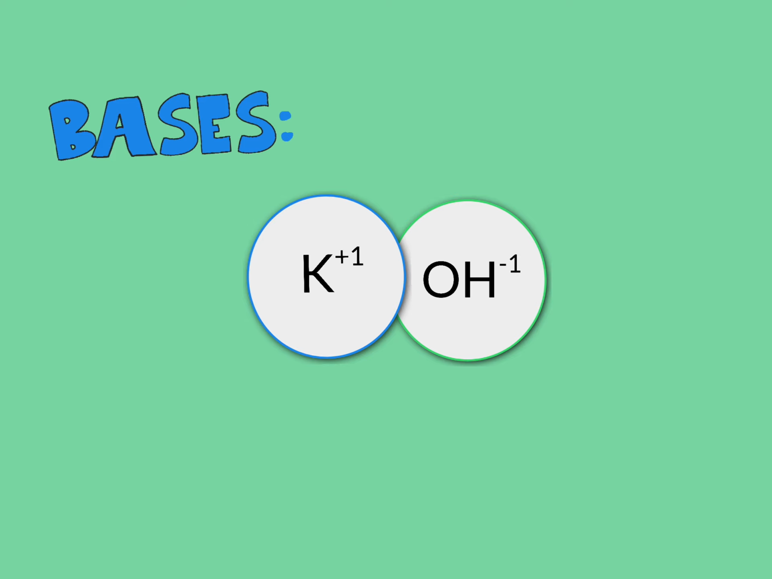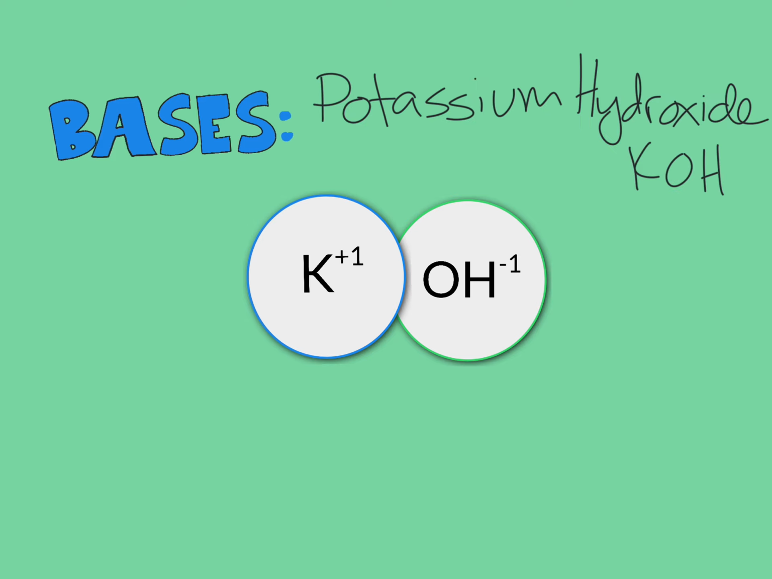The next thing we're going to look at is a base called potassium hydroxide. Potassium hydroxide is made up of two ions. One of them is potassium, that has a charge of +1, and the other one is called hydroxide, which is an oxygen and a hydrogen that are super stuck together and have a total charge of -1.